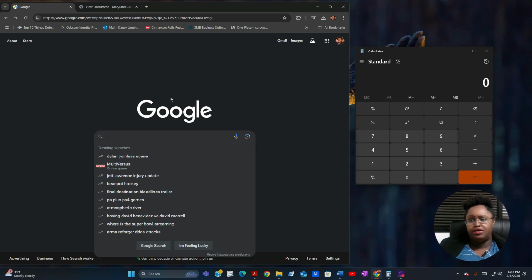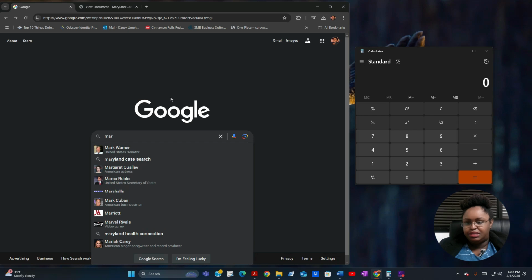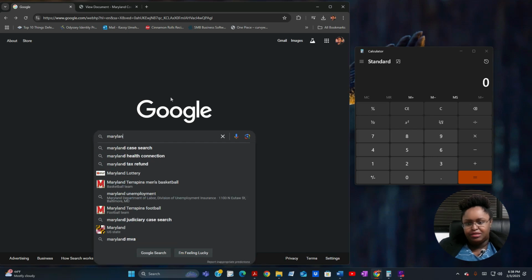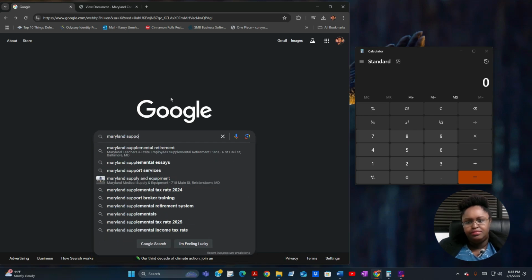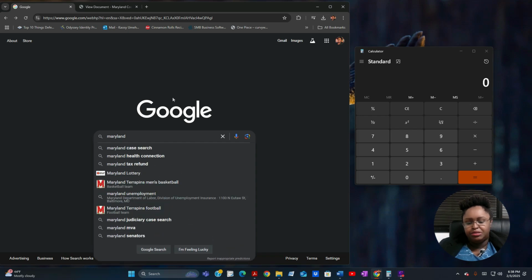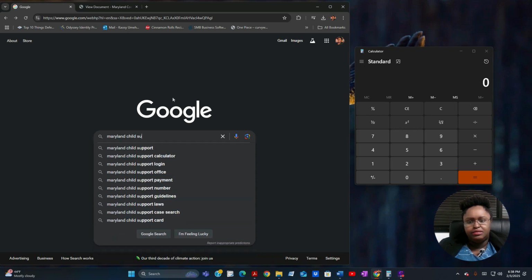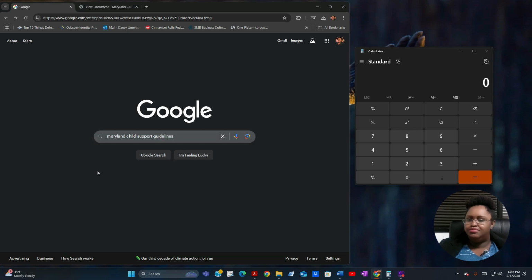As you can see, I'm starting off straight on the Google page. On here, we just type in Maryland Child Support Guidelines. Oh, probably child should come before support. Child support. And as you all know, I really cannot type, or maybe you don't know, but I cannot type to save my life. Okay, so child support guidelines. There we go.